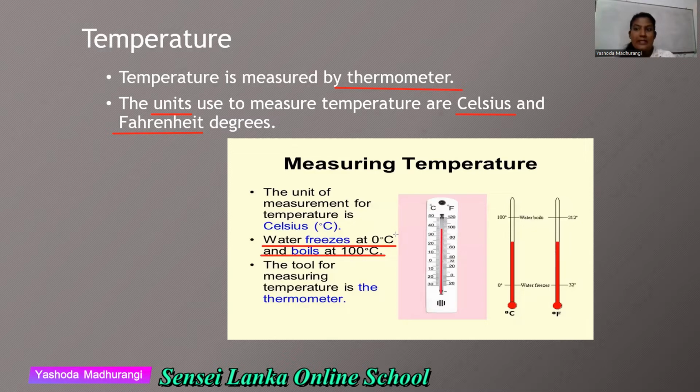You have to remember the name. You have to remember the spellings. You have to remember the picture. And also, you have to remember the unit. Units that we use to measure temperature. What are the 2 units? Celsius and Fahrenheit. Look at the spellings. Don't forget. But nowadays, a lot of English medium students are making spelling mistakes.